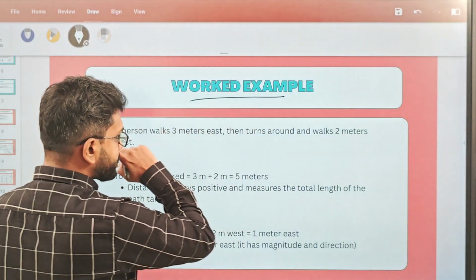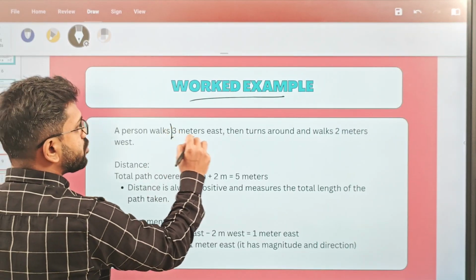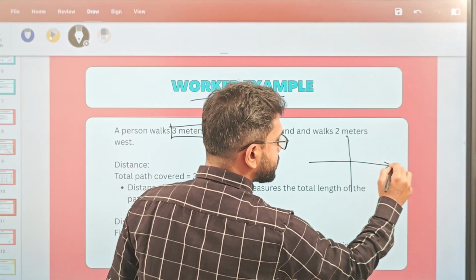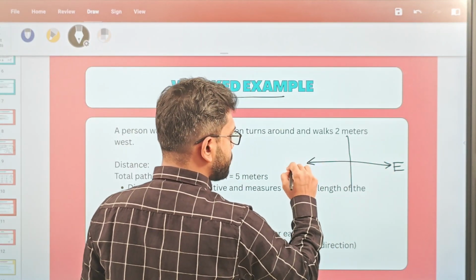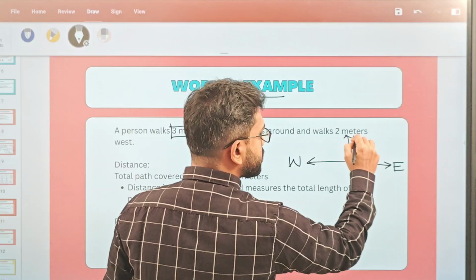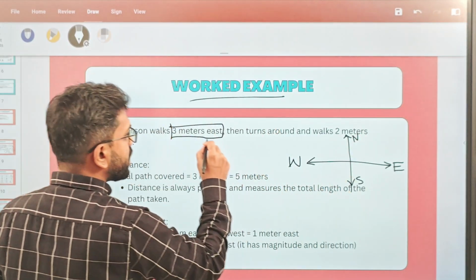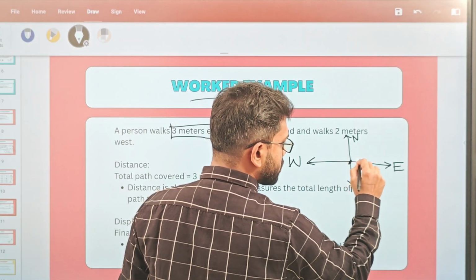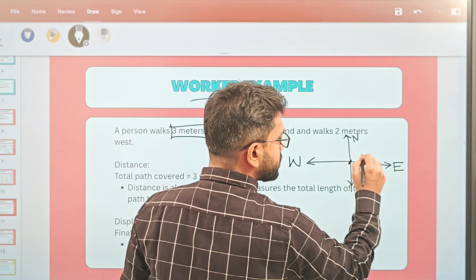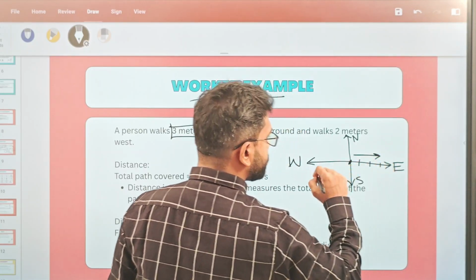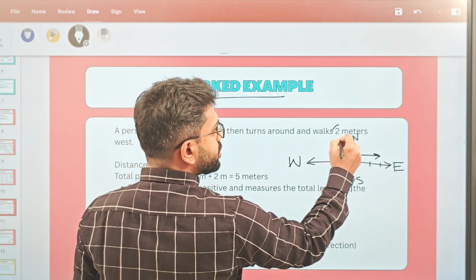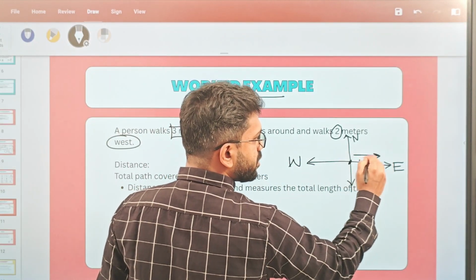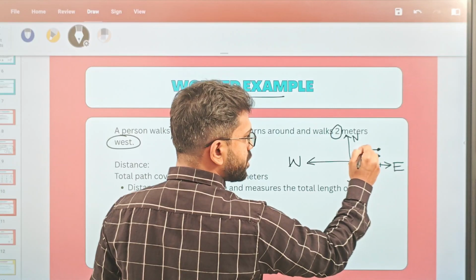All right. A worked example. Let's say a person walks 3 meters to the east. So let me quickly draw a diagram. Let's say this side is east. That means this should be west. If this is north, this should be south. Okay. It walks 3 meters to the east. Let's say this is the original position. It walks 1, 2, 3 meters to the east. So from the original position, 3 meters. And walks 2 meters again to the west, backward to the west. So 3 meters this side, from the same position, 2 meters to this side.